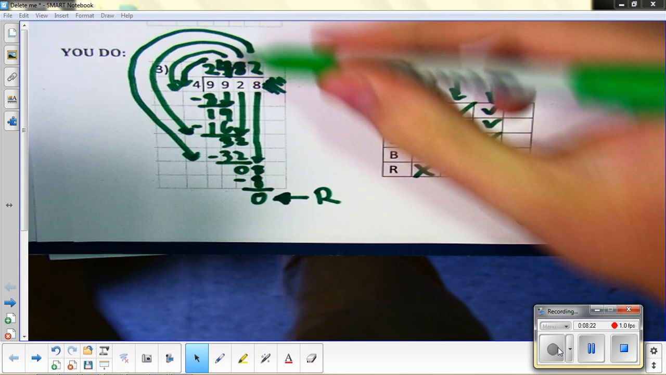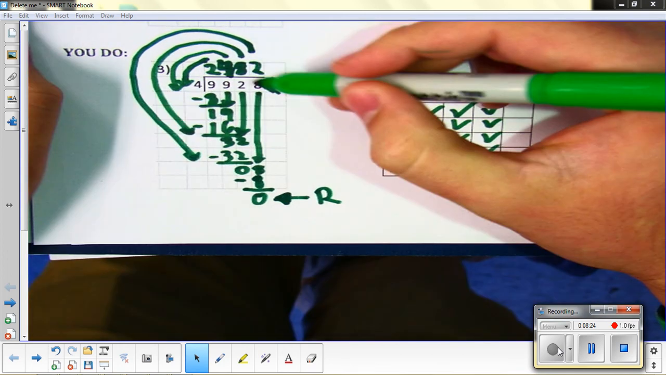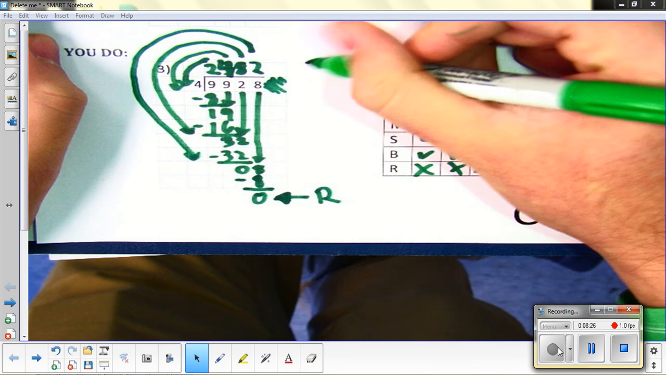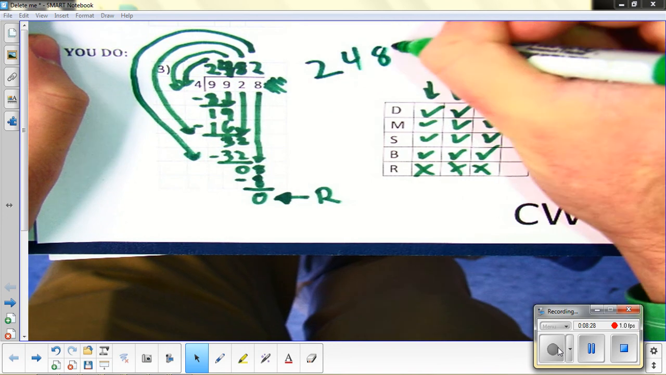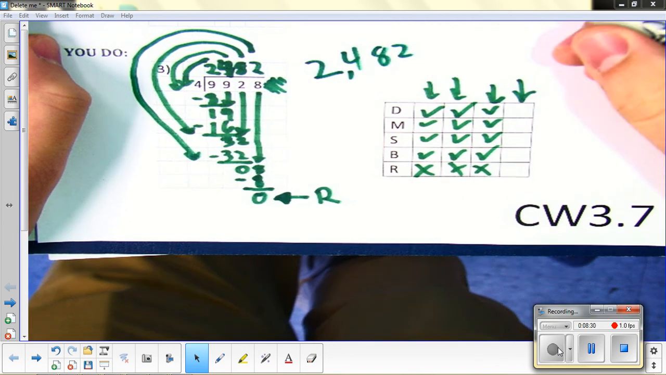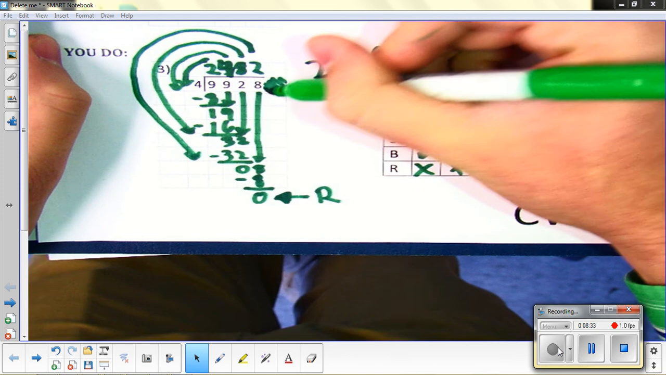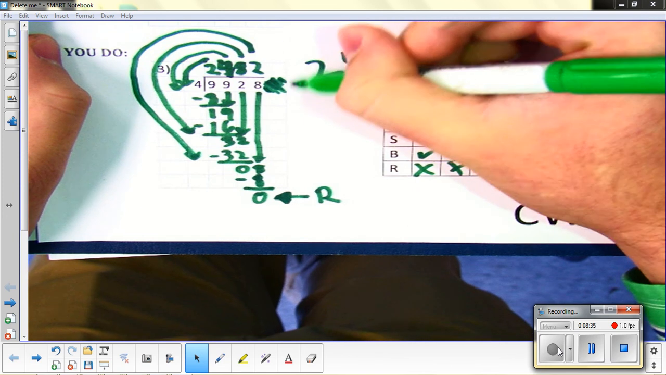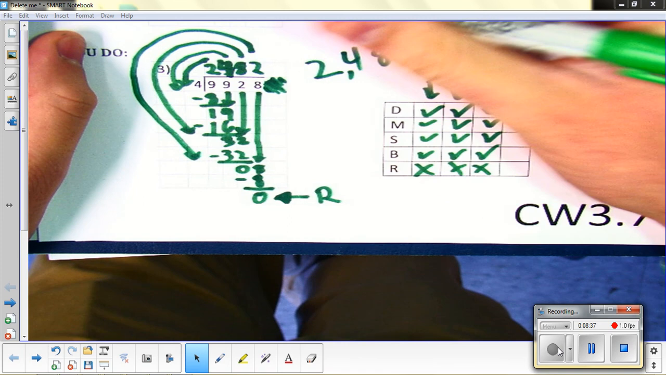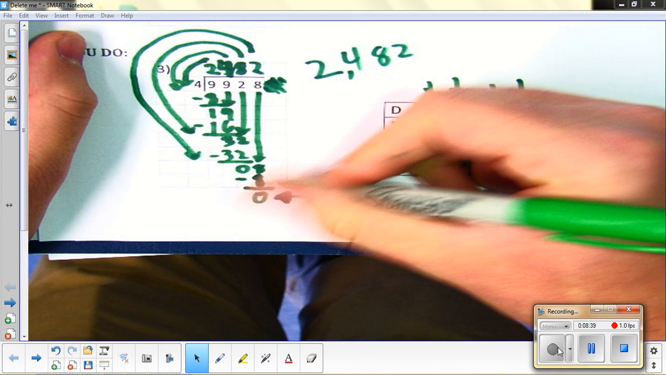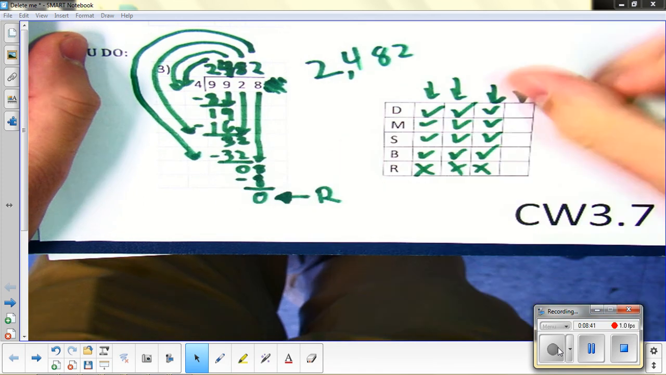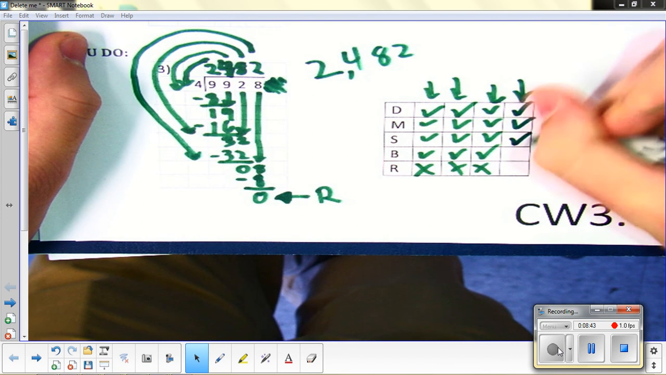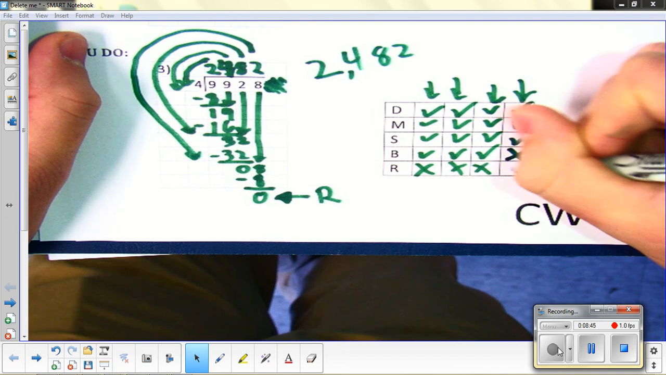If you have that 4 fits into 9,928, 2,482 times, you're correct. Notice that this box got shaded in because there's nothing left to bring down, and that my remainder is 0. So the last column should look like this. Nothing to bring down and no remainder.